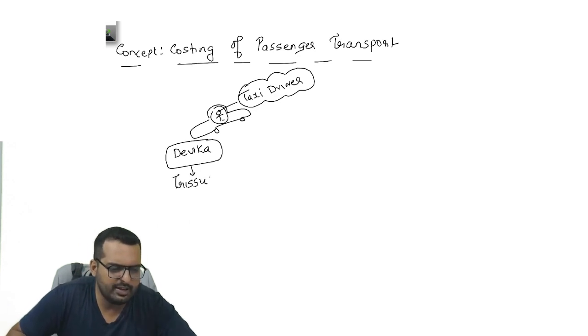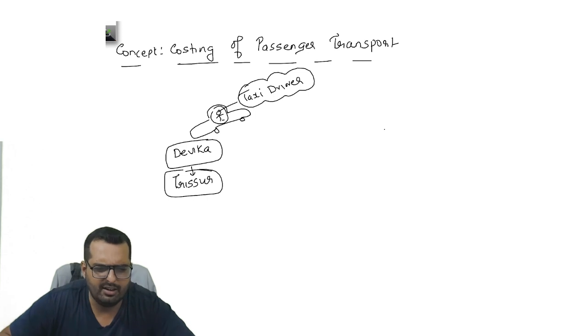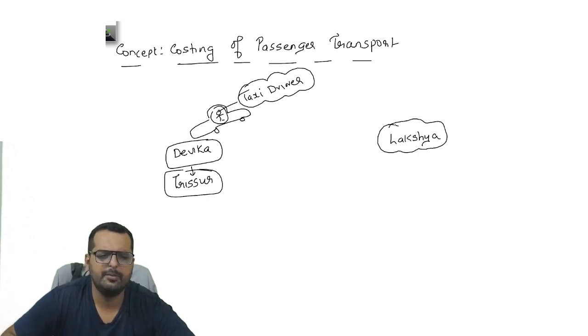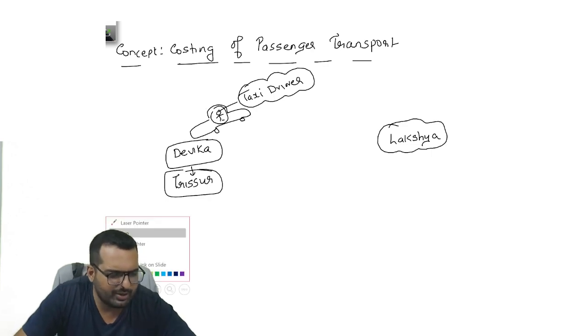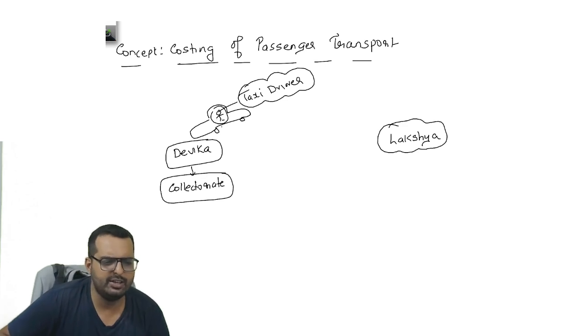So assume that Devika is traveling from her home. Exactly where in Trishur, Devika? Approximate locality. I think Lakshya in Trishur is coming near the railway station, right? Ayyantole. I have no clue where that location is. How many kilometers is it from Ayyantole to Lakshya? Collectorate. Okay, let me put the collectorate over here. So Devika is staying somewhere near the collectorate. From there to Lakshya is 4 kilometers.